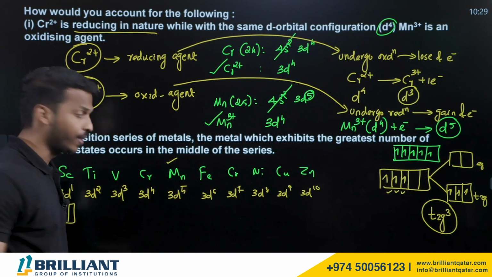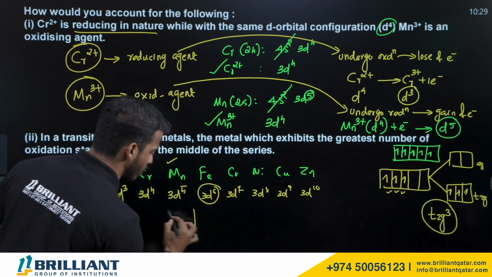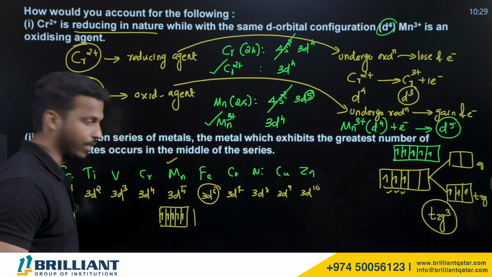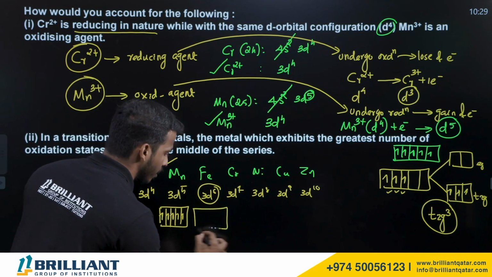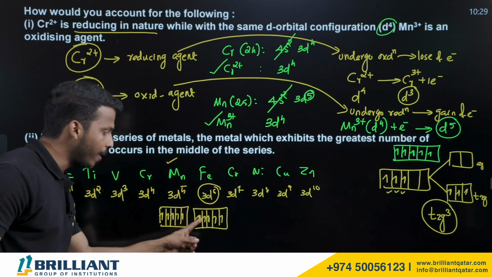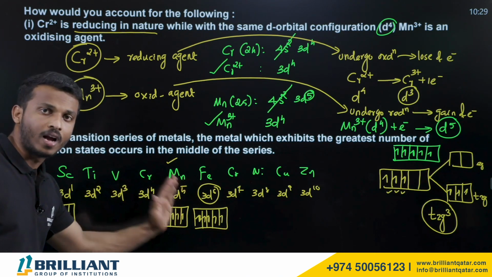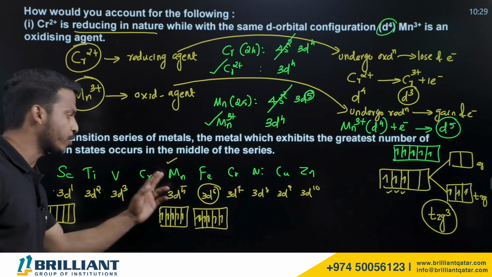What about iron? Iron is 3d6. So 3d5 means the d orbital has 5 electrons, 5 unpaired electrons. What about 3d6? 3d6 means we can fill the electrons like this: 1, 2, 3, 4, 5, 6. See, unpaired electrons decrease, right? So up to the middle, the greatest oxidation state is possessed by manganese.